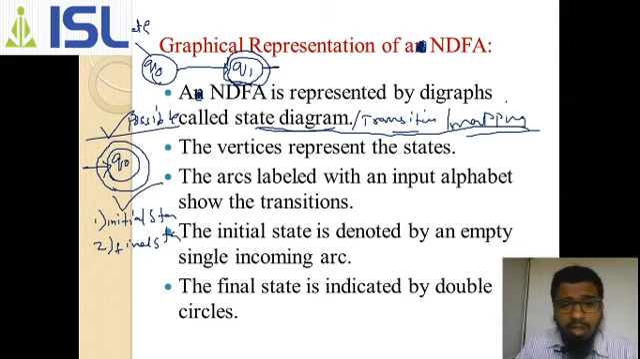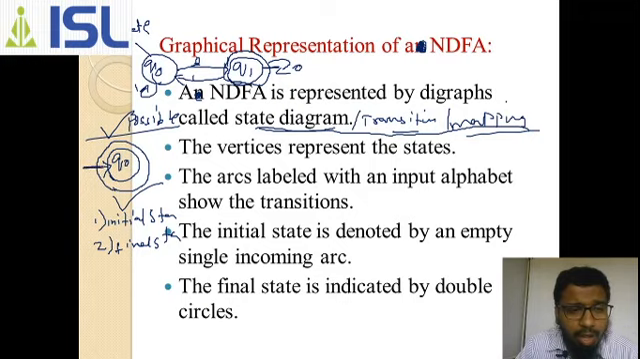The arcs labeled with an input alphabet show the transition, like here 0, here 1, here 1, here 0. Whatever it is showing, it is labeled. The initial state is denoted by a single empty incoming arc. Only a single one, a double should not be there.